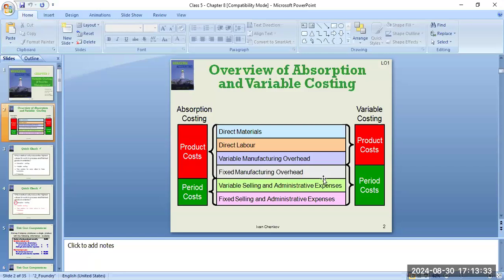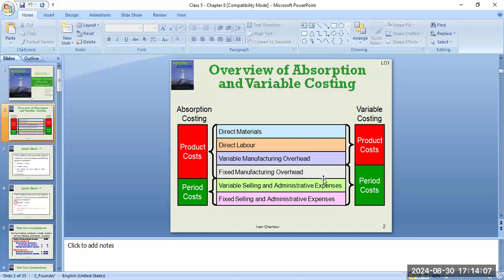So what we're going to do? Very simple. Under absorption costing, we're going to include in our product all the costs. We're going to include direct material cost, direct labor cost, variable manufacturing overhead cost and fixed manufacturing overhead cost. The selling and administrative expenses, variable and fixed, we're going to treat as period costs. They're going to be directly expensed.